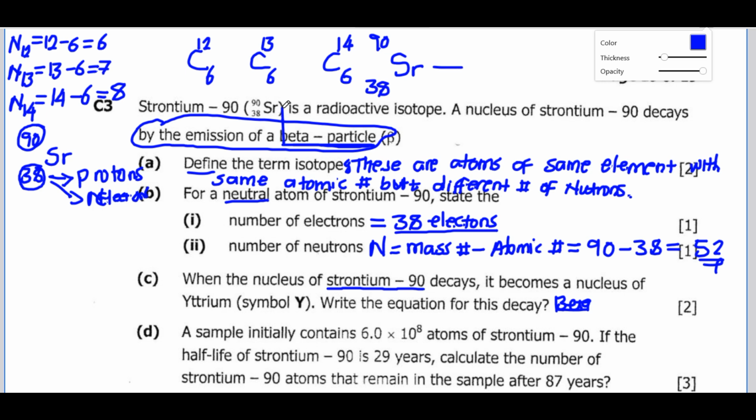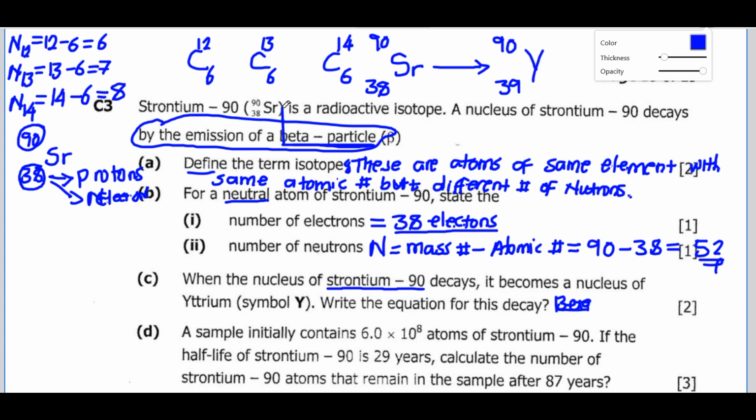Then what are we supposed to do? Whenever an element emits a beta particle, the mass number should never change. We need to maintain the mass number, so the 90 will still remain 90. Do not do anything with the mass number. Now what of the atomic number? The atomic number increases by 1. So 38 plus 1, we get 39.